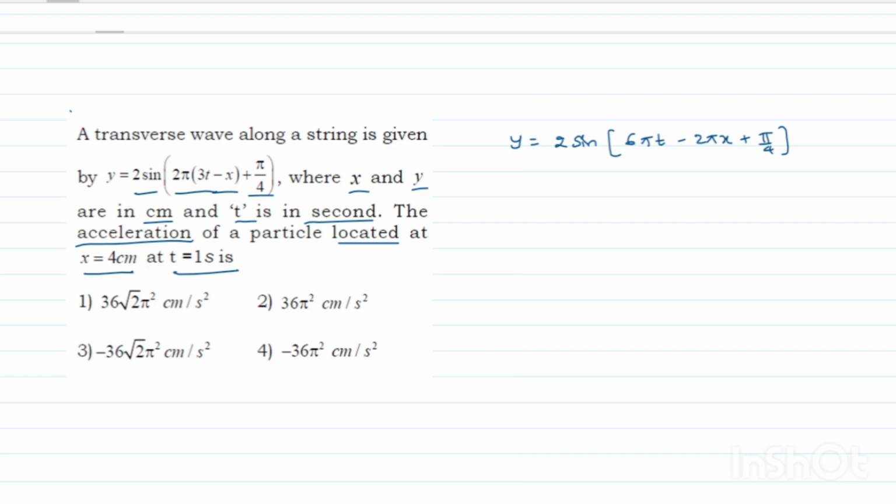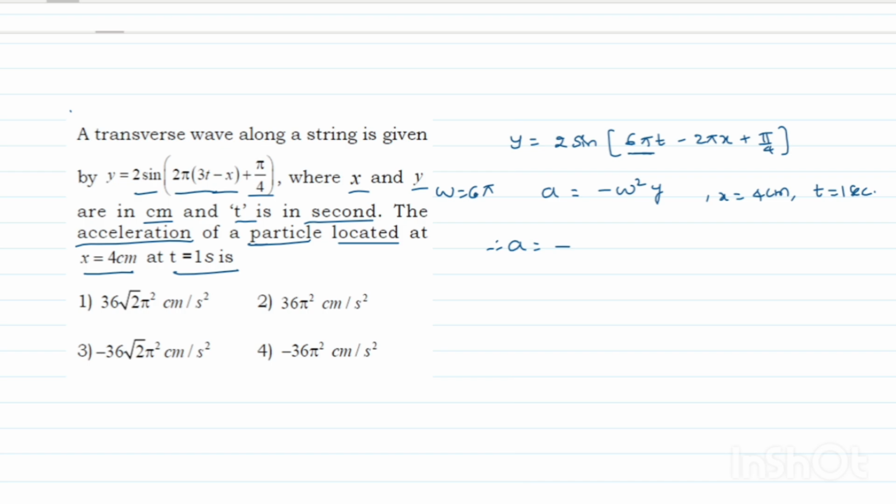And here they are asking the acceleration of the particle. Acceleration in simple harmonic motion, you learnt already, is nothing but minus omega square into y. Here you need to substitute x as 4 centimeter, and at time t equals 1 second we need to substitute. So a equals minus omega square, and instead of omega, 6 pi will be there.